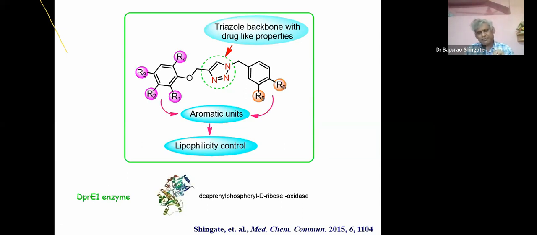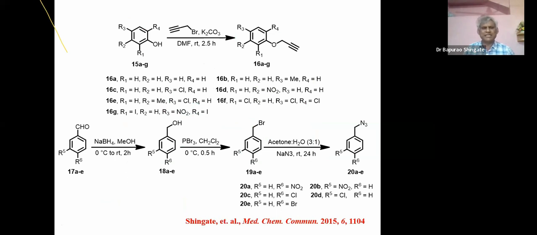We have designed such molecules and synthesized them from commercially available starting materials, that is, the corresponding phenols. See, phenol is a small molecule, available in the postgraduate laboratory. This phenolic OH group gets alkylated by using base and propargyl bromide, this alkyne, because we need a terminal alkyne. It gives the corresponding alkylated products, and we have made 7 such derivatives.